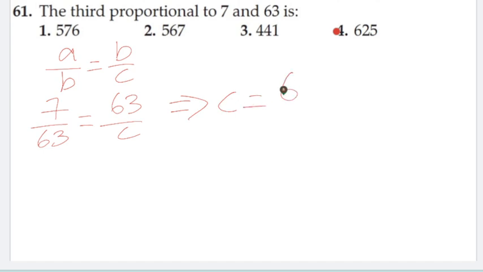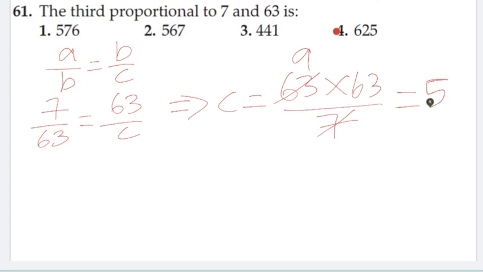So this will give us C as 63 multiplied by 63 divided by 7. So 7 and 63 if we cancel it, we will get 9, and 9 multiplied by 63 we will get 567 as our answer. So the option 2 is our right answer. I hope this is clear.